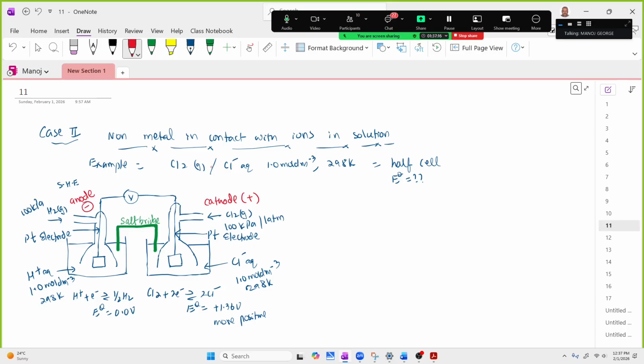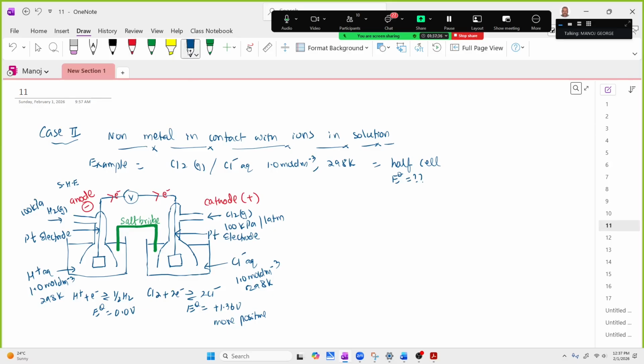And then they will say, okay, mark the electron flow. Don't forget, the electron always goes from anode to cathode. So the electron flow is going to go this way, anode to cathode. And why is it going from anode to cathode? Because at the anode, electrons are being lost.